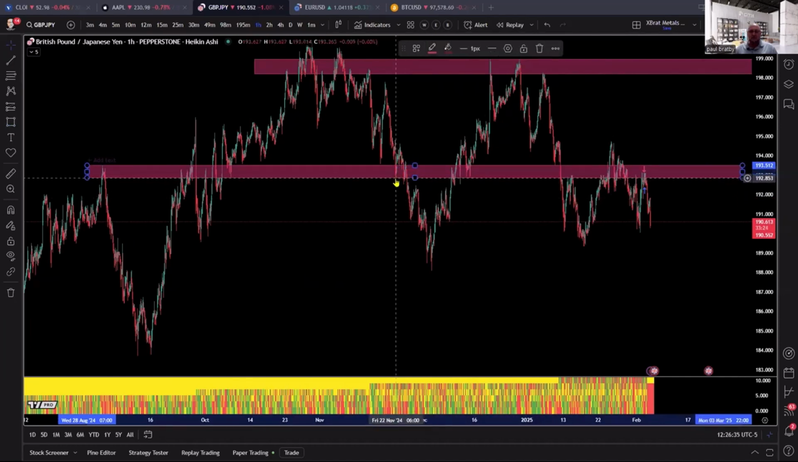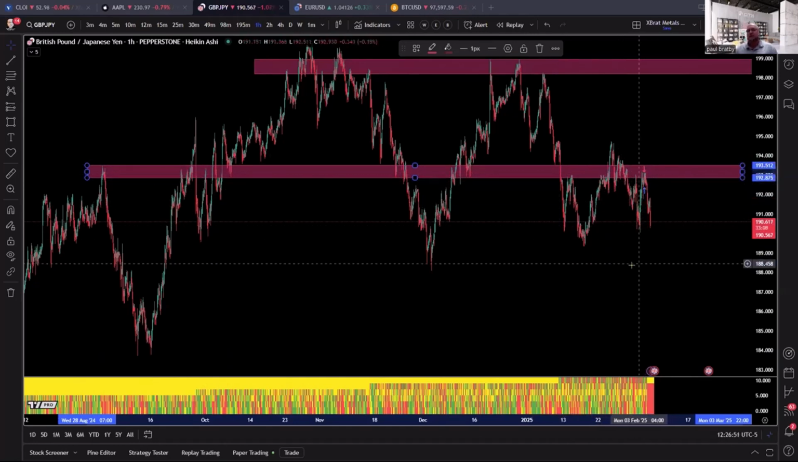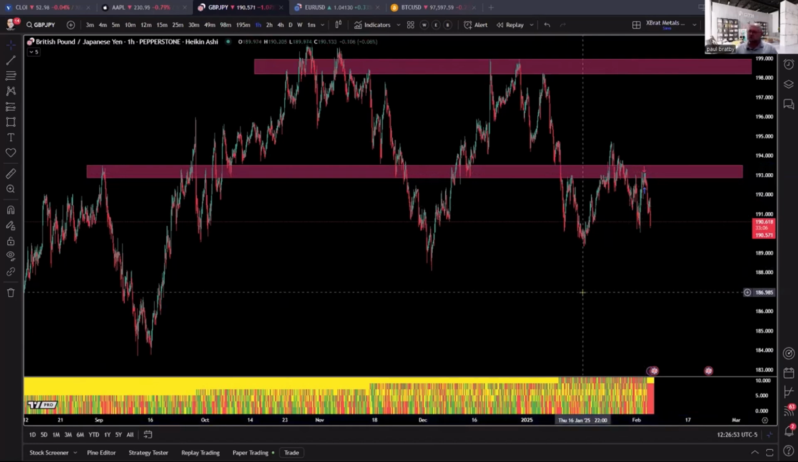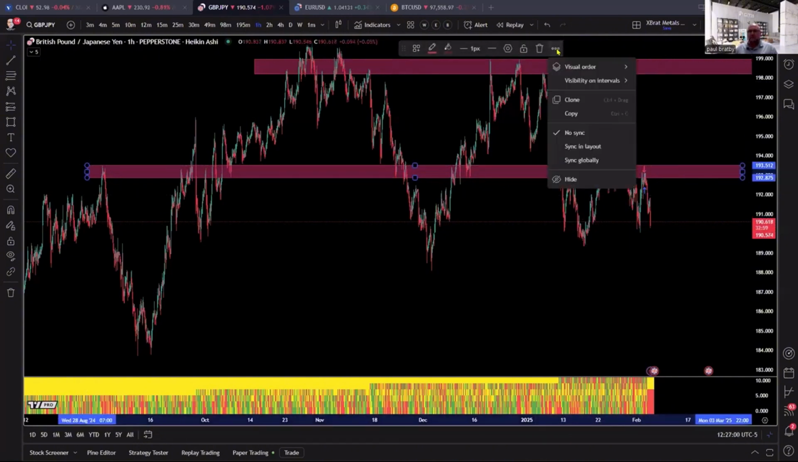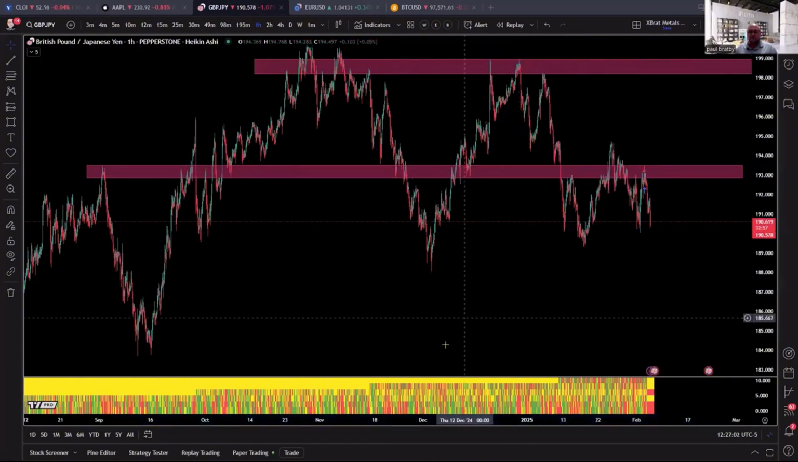You see this pivot here, this pivot here, this pivot here. 1, 2, 3, 4, 5, 6, 7 touches. This recent one was a test, and it's come back down again. That's a very strong 60-minute zone. I need that on my chart. And what do I do again? Click on it, sync in layout.